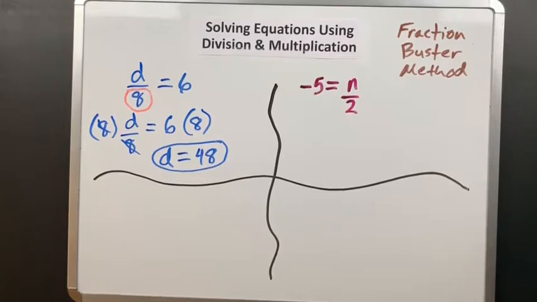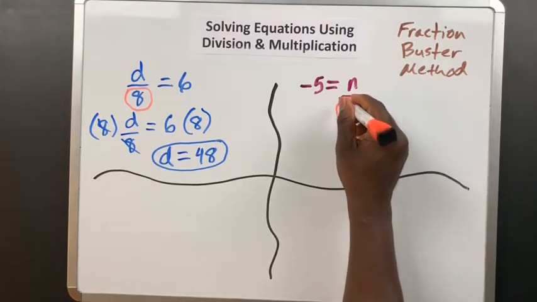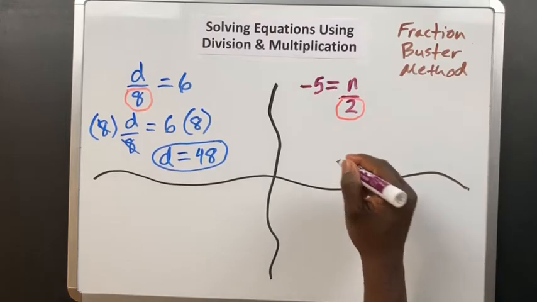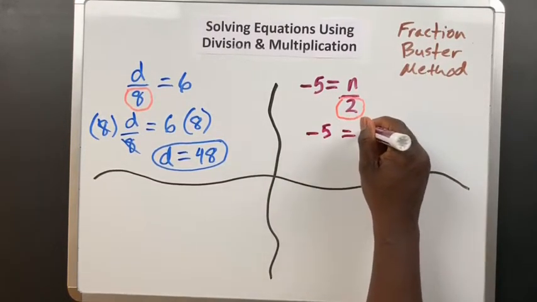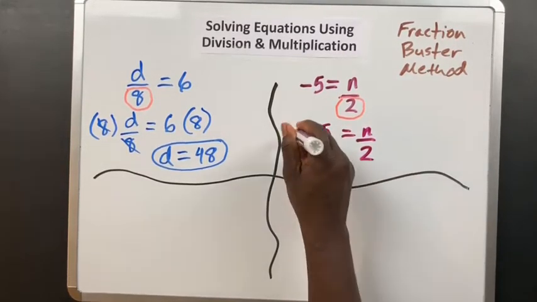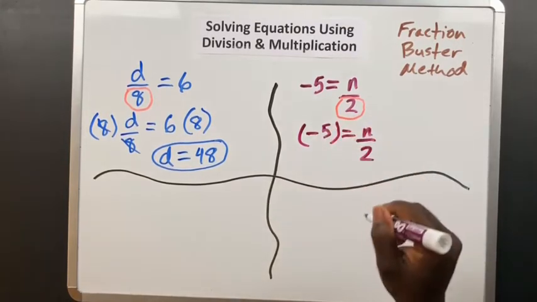So what's the fraction buster? 2. So I'm going to circle that so you know that's what we're going to use. And then we're going to rewrite this problem again. -5 equals n divided by 2. And we're going to multiply both sides of the equation by the fraction buster.